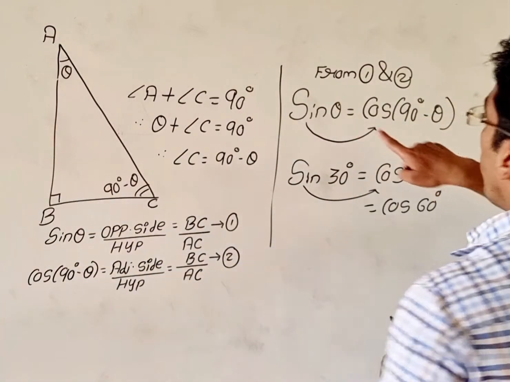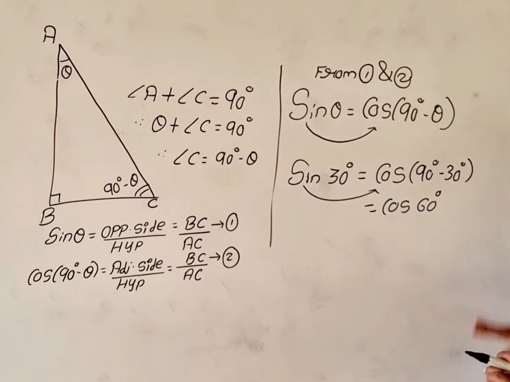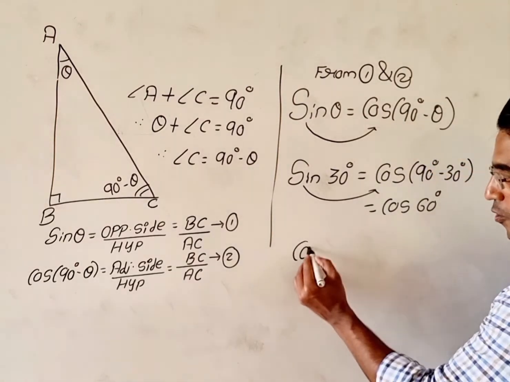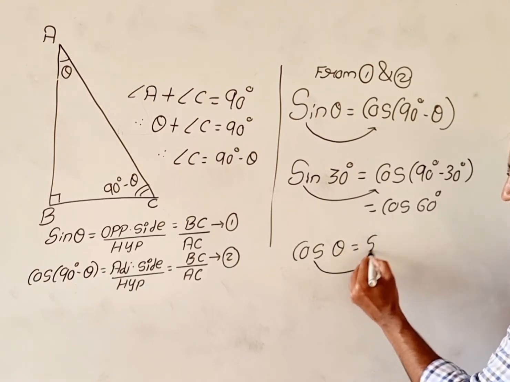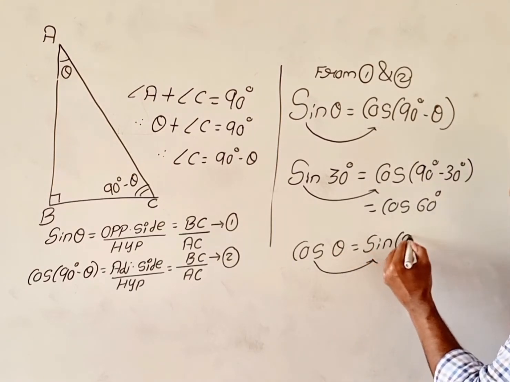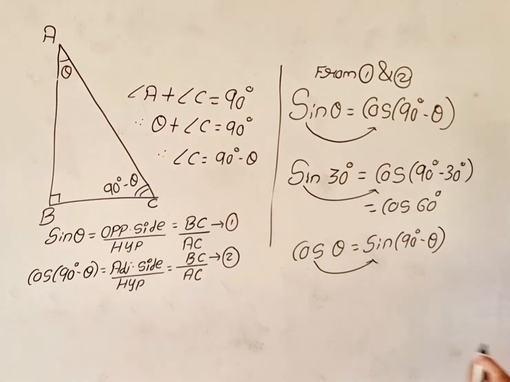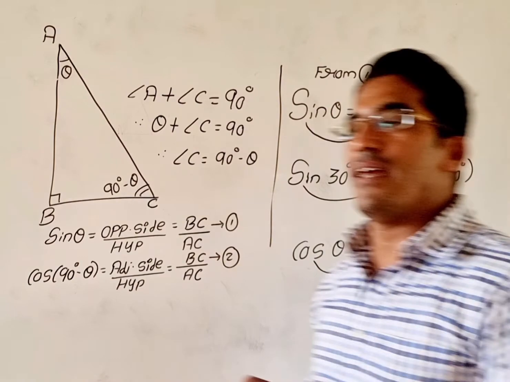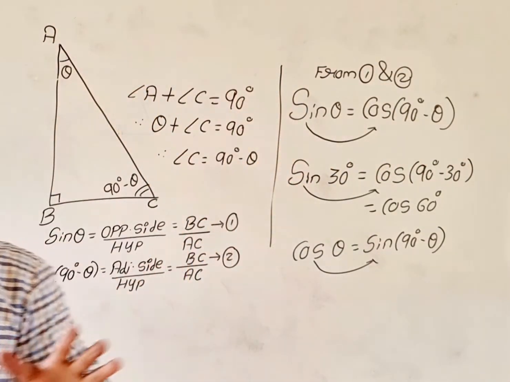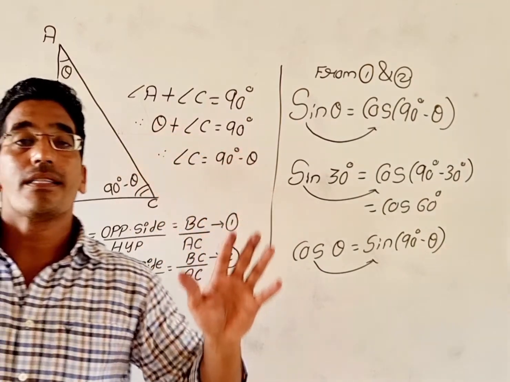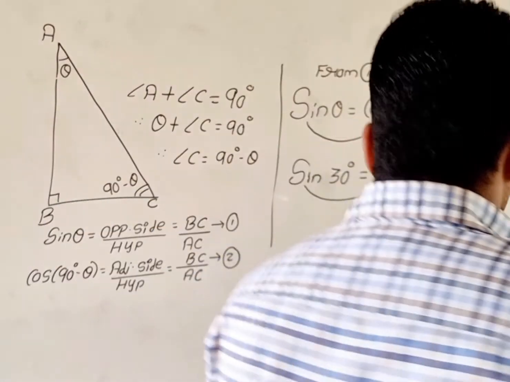So the first formula which we got was sin theta is equal to cos 90 minus theta. Also we can say cos theta is equal to, this cos is getting converted into sin. What do I have to do? Subtract the angle from 90 degree. So cos theta will be sin 90 minus theta. Very easy. Sin theta will be cos 90 minus theta. Cos theta will be sin 90 minus theta. Now let's see the trigonometric table.